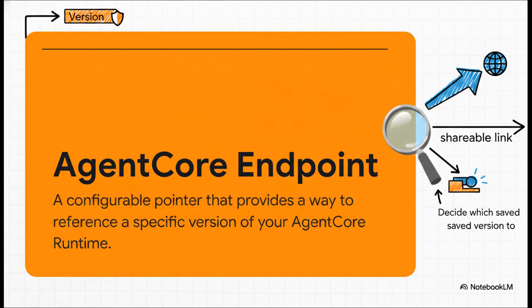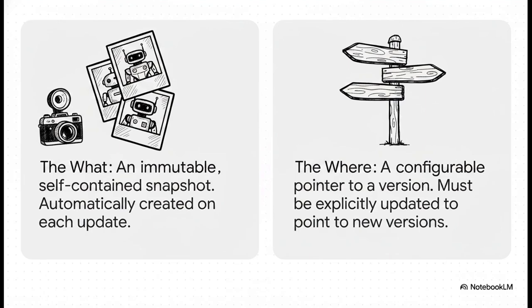And then we have endpoints. So if a version is the saved document, the endpoint is kind of like the shareable link to that document. It's just a pointer, an alias that you have total control over. You get to decide exactly which saved version that endpoint sends your users to. Now this is where it gets really interesting, because this slide just lays it all out. Versions are the what. They're the static, saved work that gets created automatically every time you hit update. But endpoints are the where. They're the dynamic, manageable pointers that decide what your users actually get to see and use.